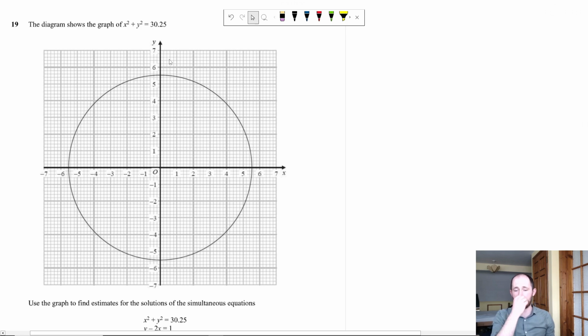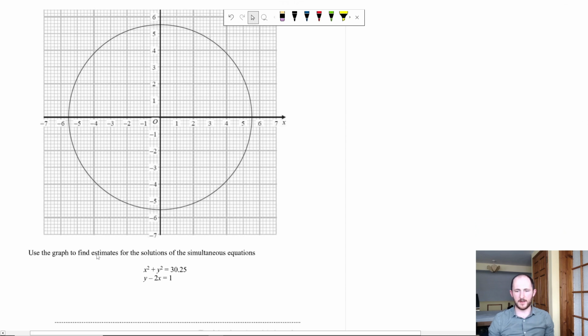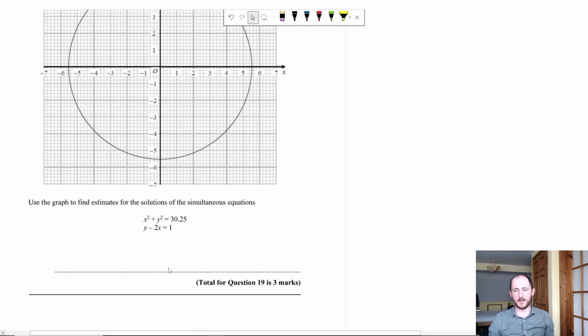In this question we have a graph, more likely a circle, of x squared plus y squared is 30.25. And we need to find estimates for solutions of the simultaneous equations using the graph. So what we need to do is actually draw this graph on here and see where they intersect. You should get two pairs of coordinates which will give you two x values and two y values.